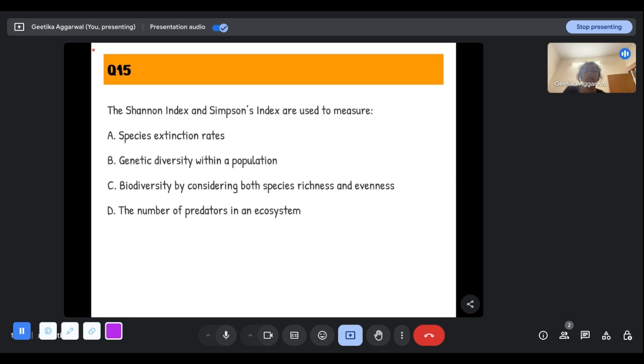Shannon index and Simpson index are used to measure what? Species extinction rates, genetic diversity within a population, biodiversity by considering species richness and evenness, or the number of predators in an ecosystem. This is the last question for today. So let's see what Shannon index and Simpson index are actually used to measure. As you might have already guessed, the correct answer to this question is that they're used to measure biodiversity by considering both species richness and species evenness.